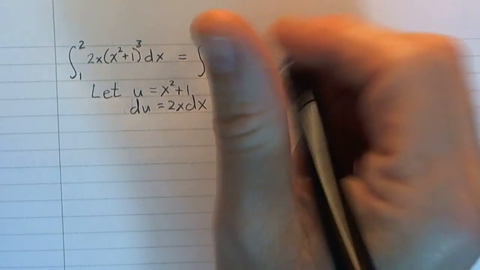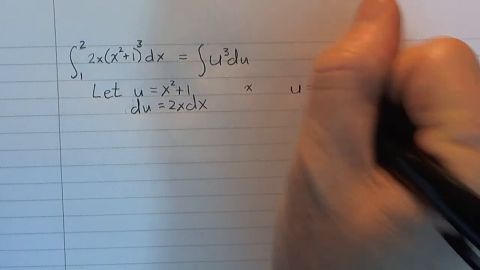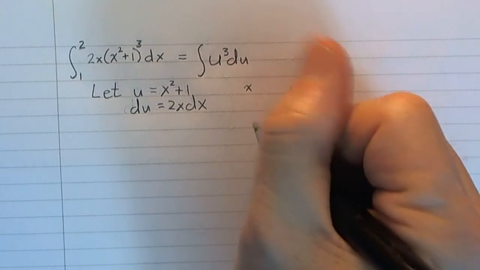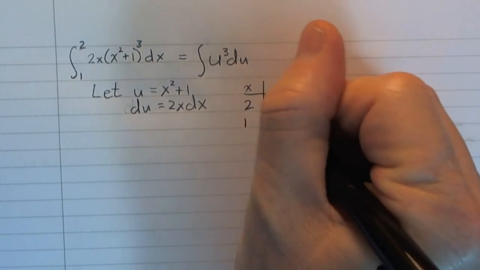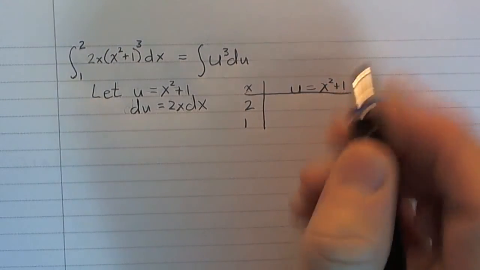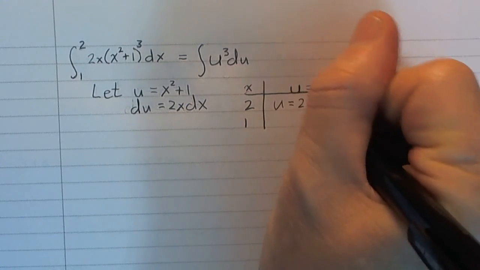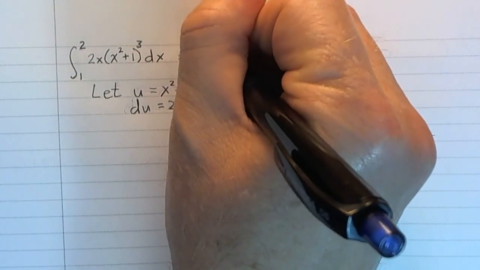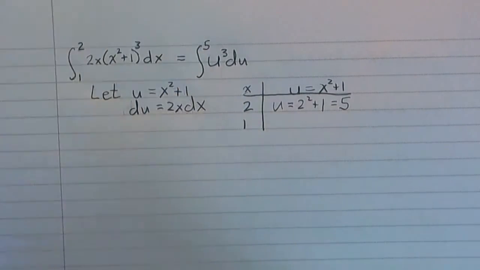Okay, so here we go. We've got x and we've got u. U is x squared plus 1. So let's see here. We're going from 1 to 2 for x, and we want to know what that means for u. Well, let's put a u in here for x, because u is just x squared plus 1, so that's 2 squared plus 1, and that is 5. So we would put a 5 up here. While x is 2, u is 5.